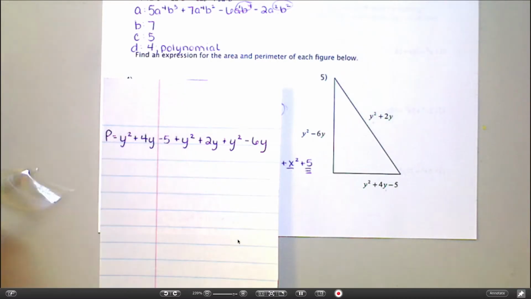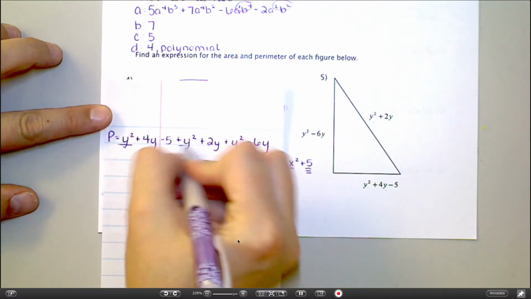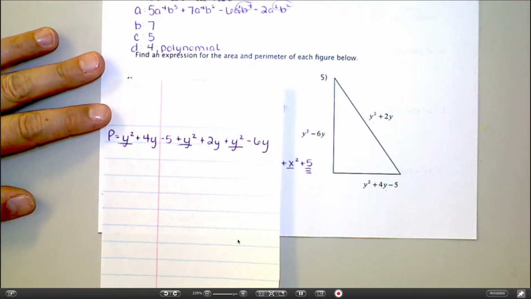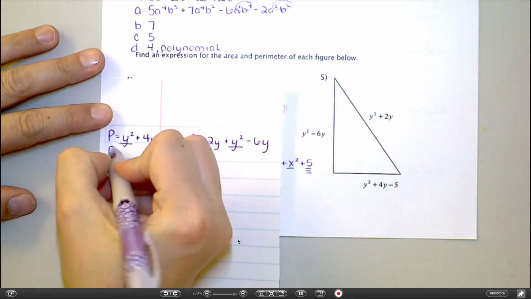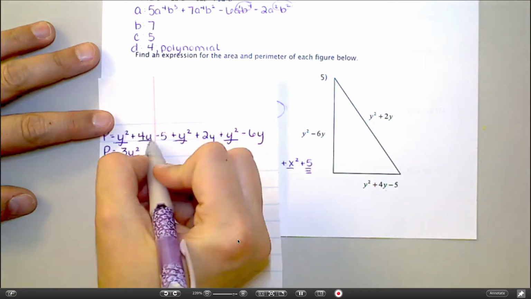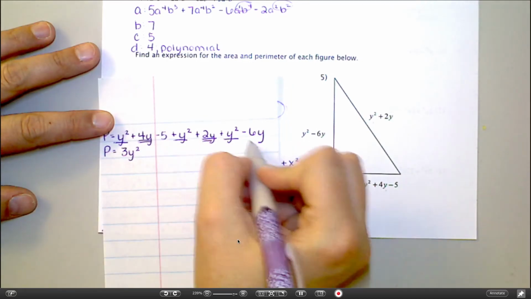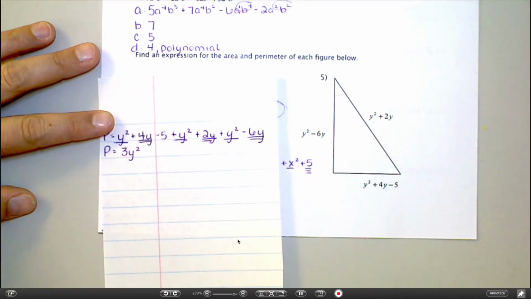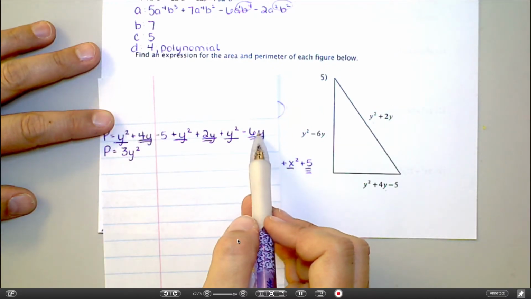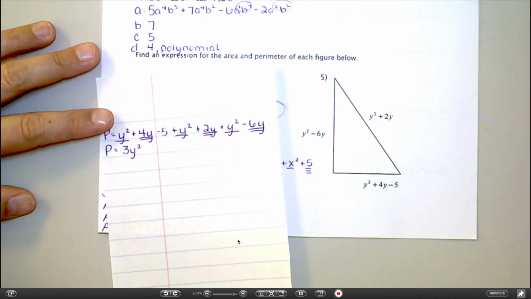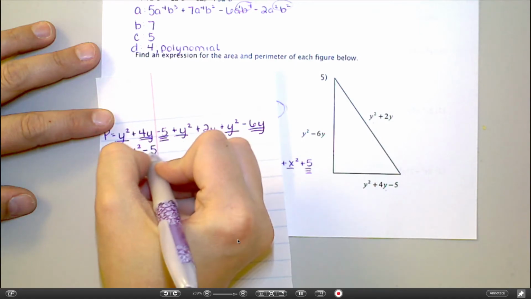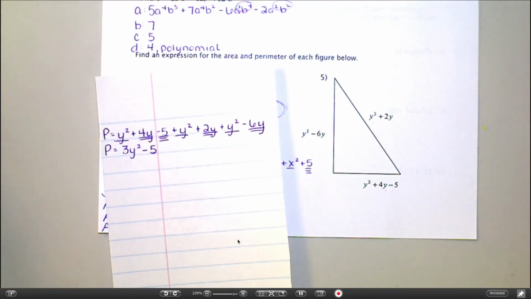All right, let's look at like terms. Y squared, y squared, y squared. What do you get when you add those together? 3y squared, good. Okay, now I have 4y, 2y, and -6y. Right, because that equals 0, right? 4 plus 2 plus -6 is 0. So 0y, your y's are canceled out. And then minus 5 is going to be here. 3y squared minus 5 for your perimeter.